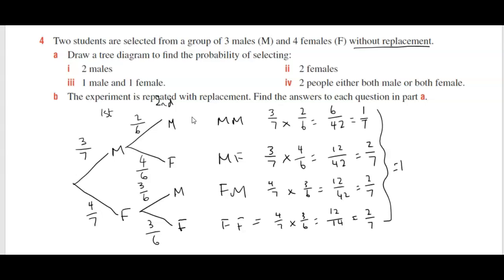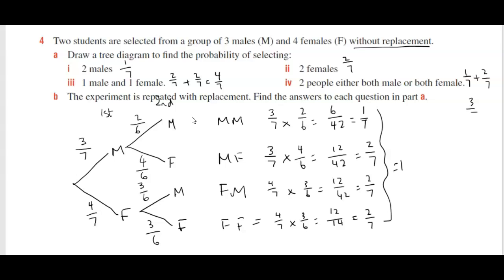So the probability of getting 2 males, which we've done, male, male, is 1/7. For 1 male and 1 female, we can have male, female, or female, male, so we just add them together. 2/7 plus 2/7 gives you 4/7. 2 females is 2/7. And for 2 people, either both male or both female, we can have male, male, which is 1/7, or we can have 2 females, which is 2/7. So we add them together.